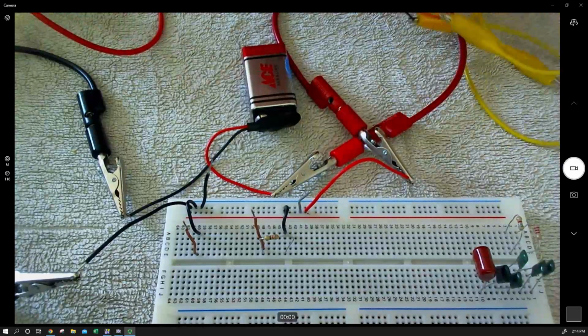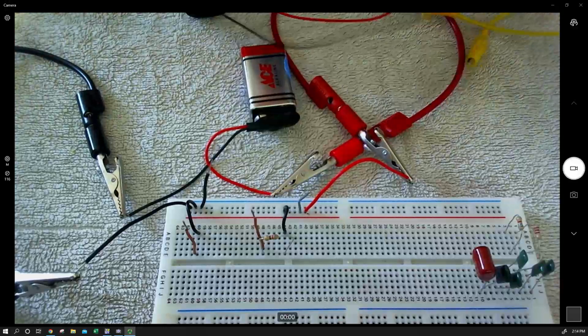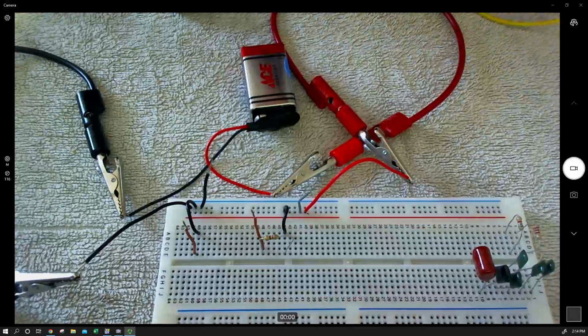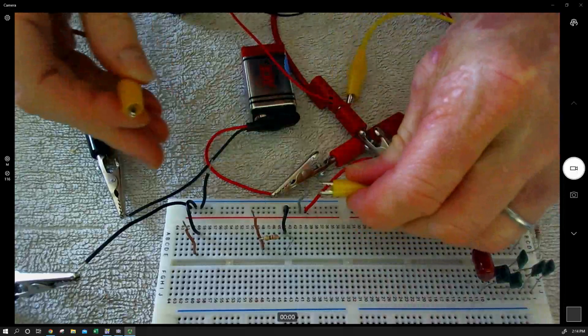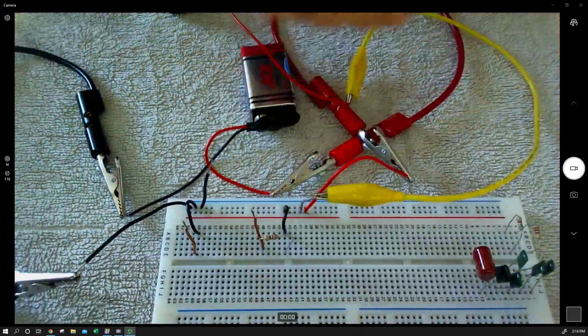So let's see what happens. And again, we're not going to let that current flow very long, because that's quite a bit of current, especially for that type of resistor.